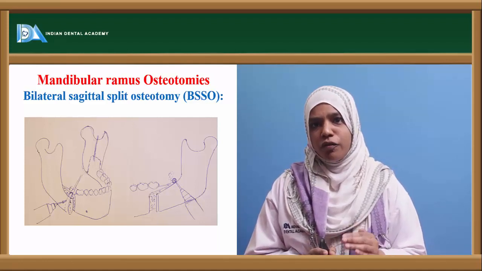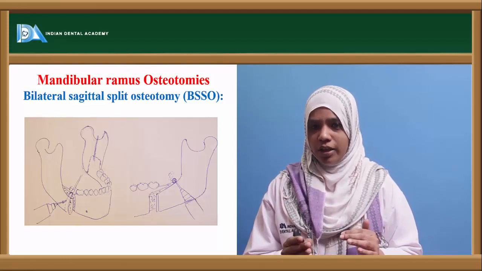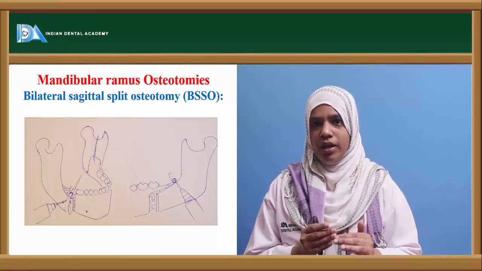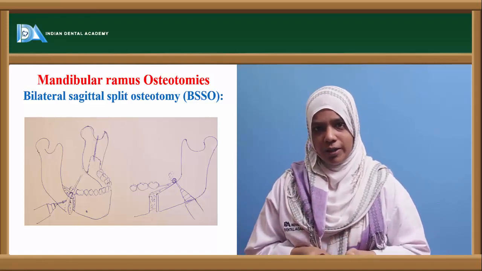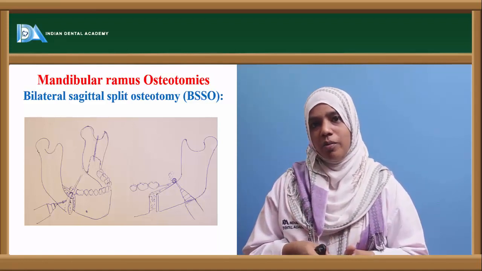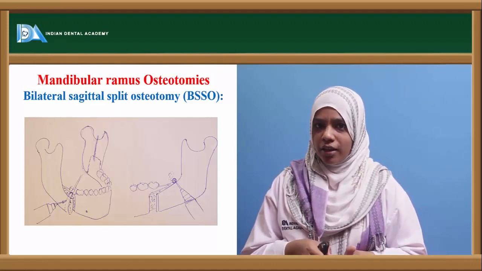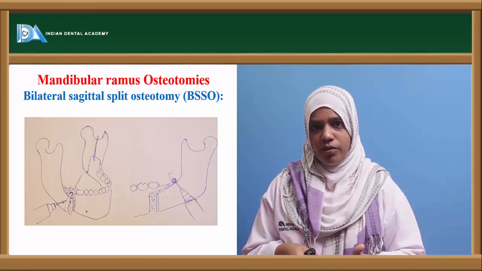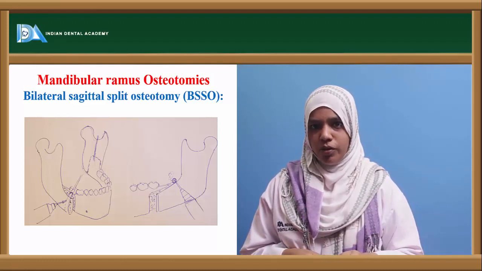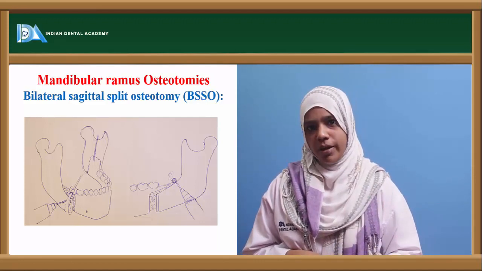You will start from 2 mm above the lingula, just distal to the lingula, and come to the anterior ramus. Then you'll go along the anterior border of the ramus, come to the buccal aspect, and depending upon how much advancement and setback you want, you can extend the cut on the buccal cortical plate. Between the first and the second molar, there you will stop your cut, and then you will give a vertical cut from that point to the inferior border of the mandible.